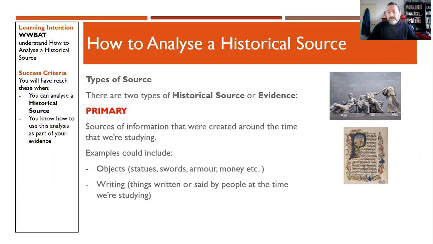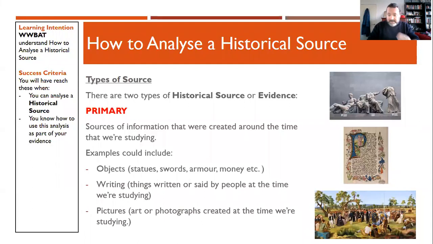They could be writing, so things that were written or said by people at the time that we're studying. So, for example, here we have a manuscript done in medieval England. This is illuminated, it's basically got a lot of detail on there. This would be something we could analyze for a bunch of different factors, but it's from the time that we're studying. It's a primary source. Could also be picture, art, or photographs taken from the time that we're studying. So, for example, this one here, this was created in, I think, 1834. And it's more to do with the subject that we're looking at as a Year 9 cohort with regards to the colonization of Australia.